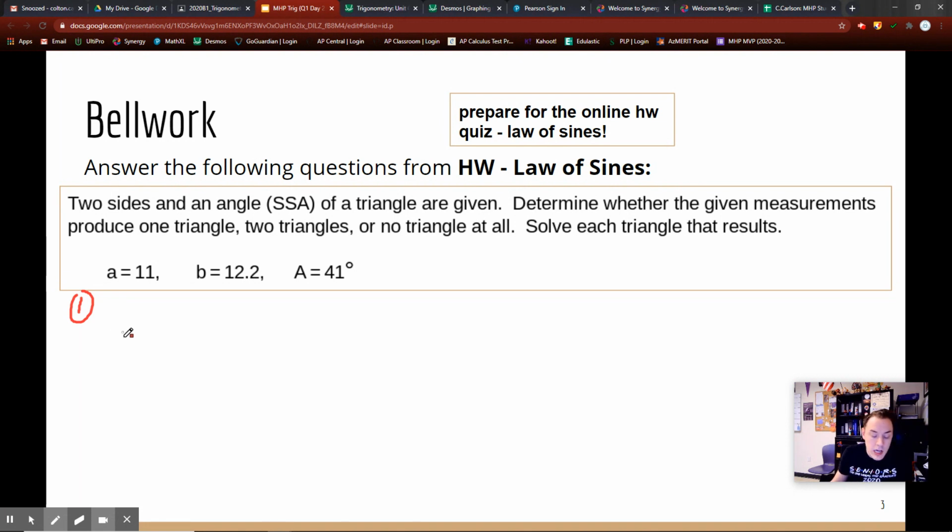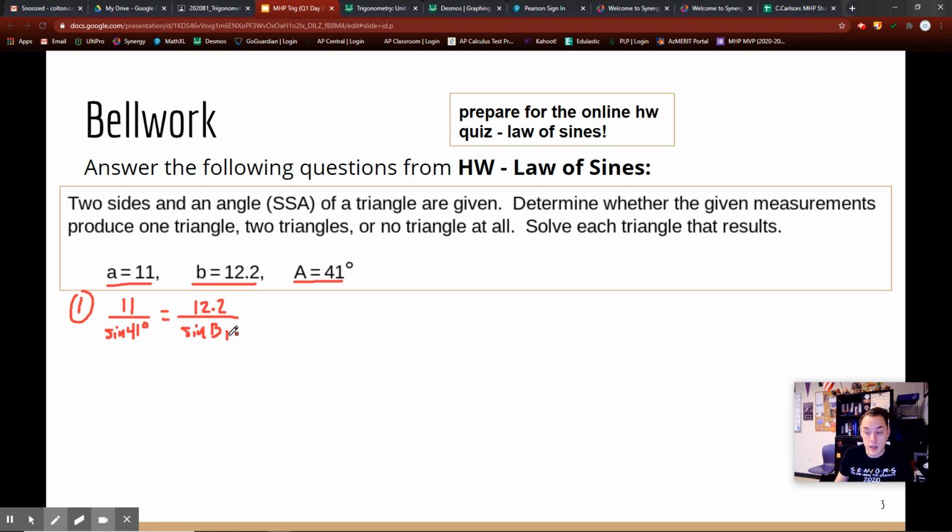So what am I going to do? Well, the first thing I'm going to do is check it out. I have angle A equals 41 degrees and side a equals 11. So obviously I'm going to be using that, and I'm going to solve for my angle measure B. So let's do that. I'm going to do 11 all over sine of 41 degrees equals my b, which is 12.2, all over sine of B. Okay? Now, again, remember our steps.